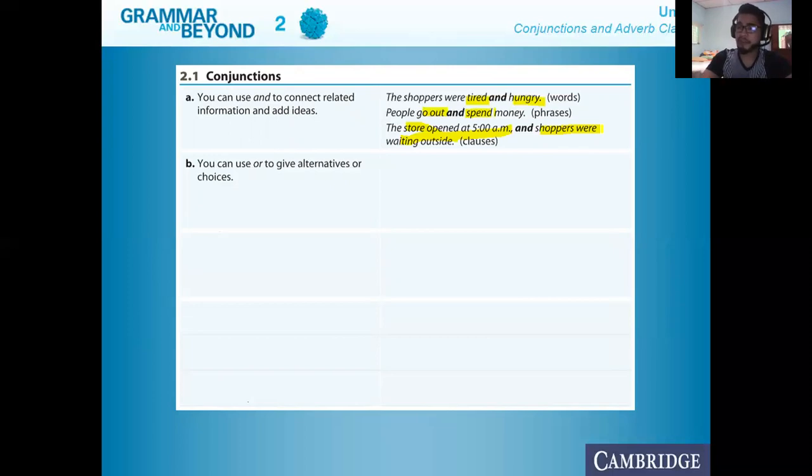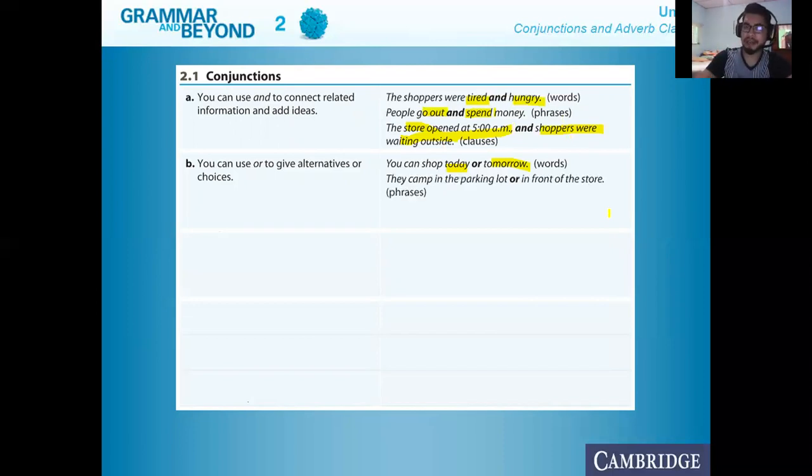You can use or to give alternatives or choices. Or is normally used to give choices to anybody that you're talking to. So you have a list of choices that you can choose from, and that's why you normally use this conjunction. For example, you can say, you can shop today or tomorrow. As well, we are joining two nouns over here, and we're giving an option. So you can have the option to go out and shop today, or you can do it tomorrow, no problem.